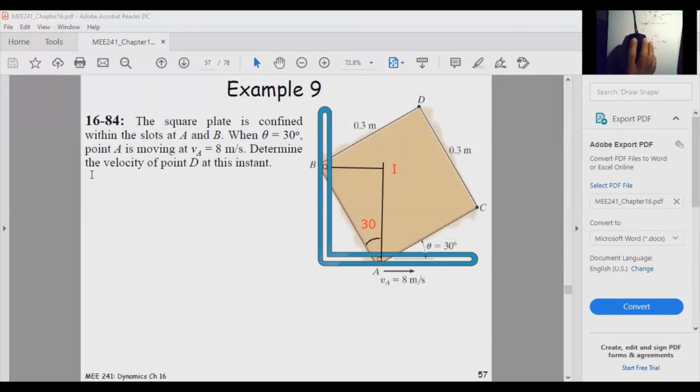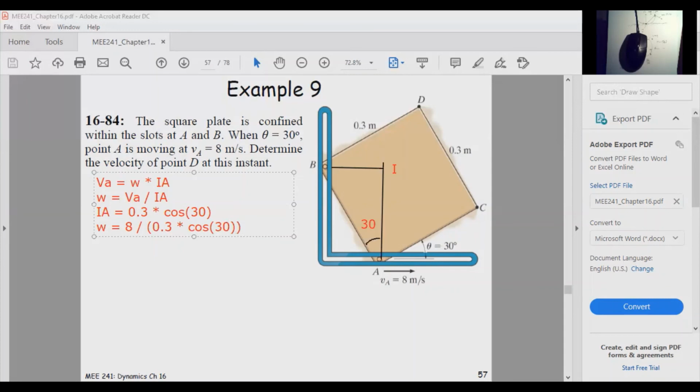So let me rewrite that. So basically what we have here is that we know VA is going to be equal to omega times IA, right? And omega is going to be equal to VA divided by IA. And we need to know IA. IA is going to be equal to how much? 0.3 multiplied by cosine 30. You agree? Right? So omega is going to be equal to 8 divided by 0.3 times cosine 30. Okay, so we got our omega.